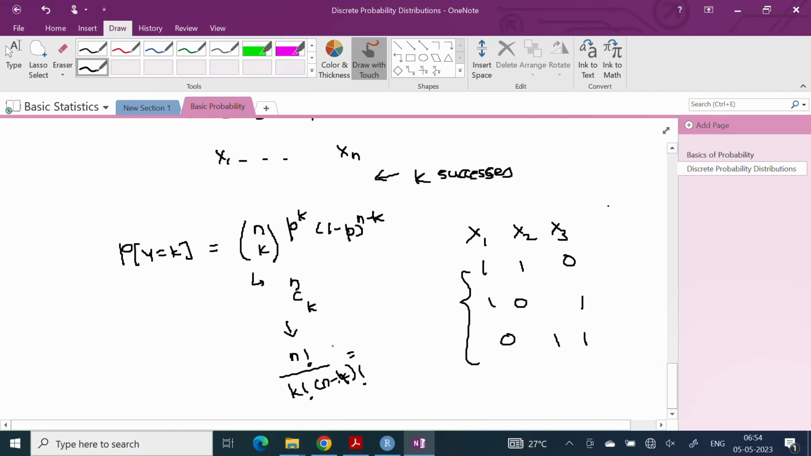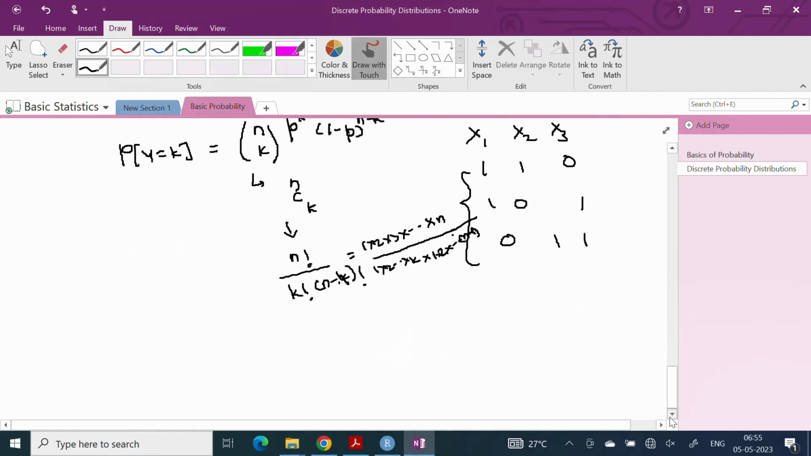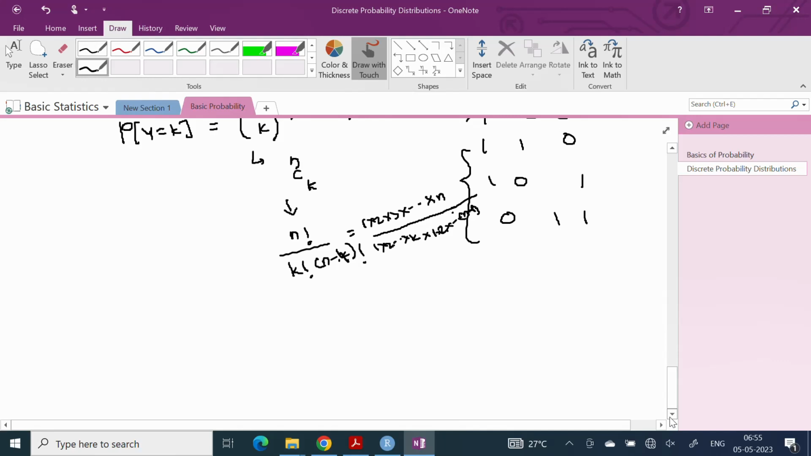I hope everyone remembers what factorial is. Factorial is the product from 1, 2, 3 up to n. That is n factorial. So k factorial is the product from 1, 2 up to k. And n minus k factorial is the product from 1, 2 up to n minus k. So the probability of y equal to k is this. This is known as the binomial distribution.